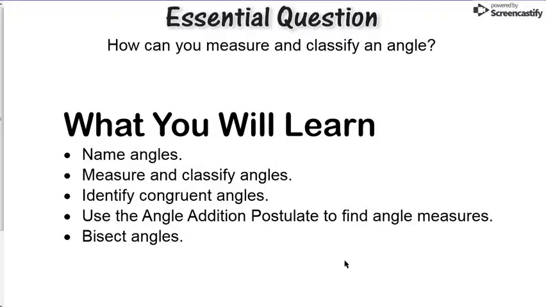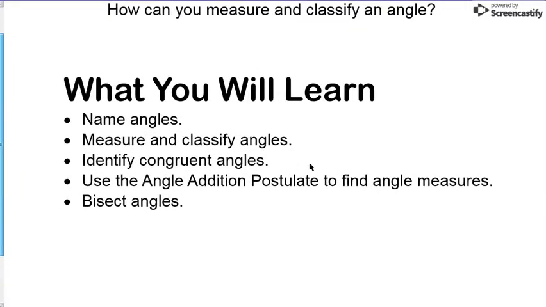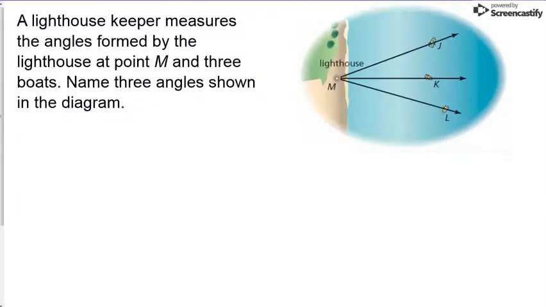So the essential question for today is how can you measure and classify an angle? So what are we going to be learning today? You're going to learn how to name angles, measure and classify angles, identify congruent angles, use the angle addition postulate to find angle measures, and we're also going to learn how to bisect angles.